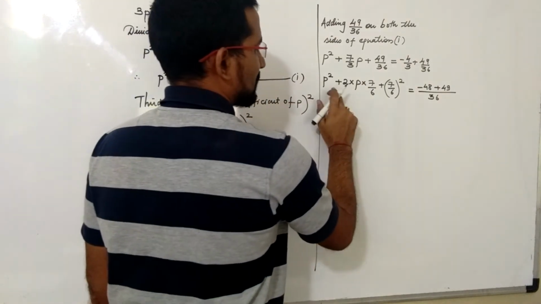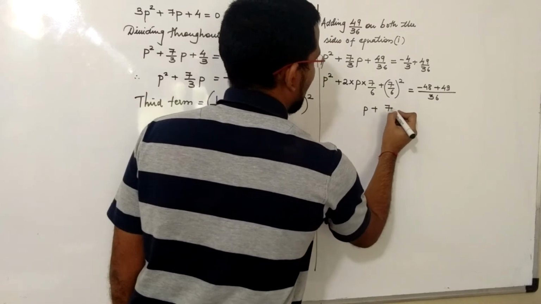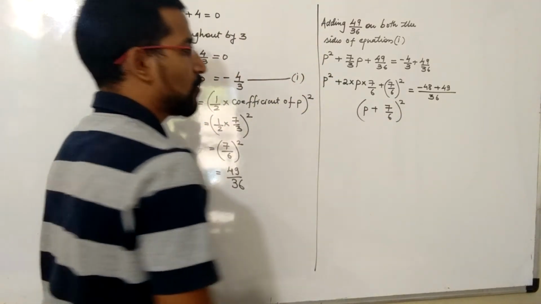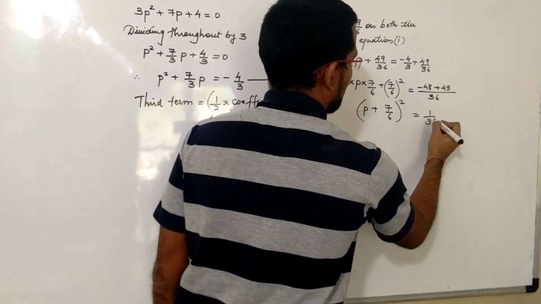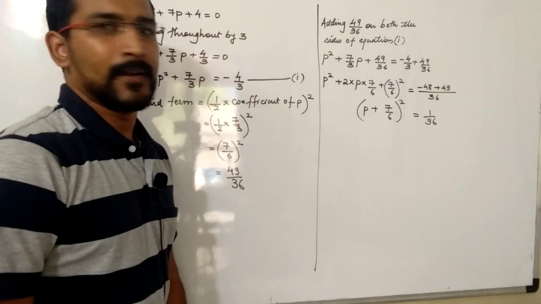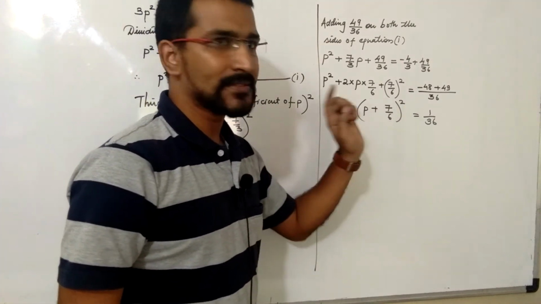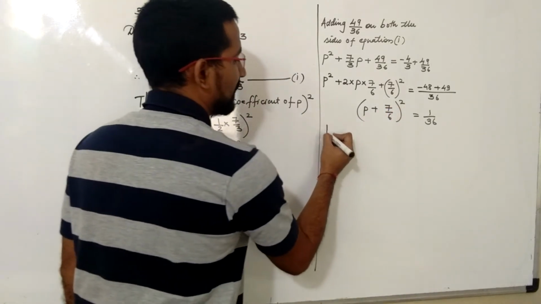Now this is a square plus 2ab plus b square. So it will become a plus b the whole square. So a plus b the whole square is equals to 49 minus 48, that is 1 by 36. Now we have to find out the value of p. So we have to remove this square value. So how to remove the square? Taking the square root on both the sides.